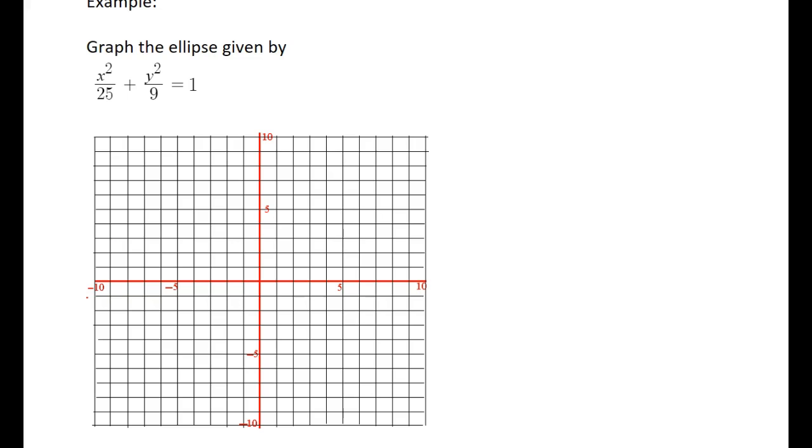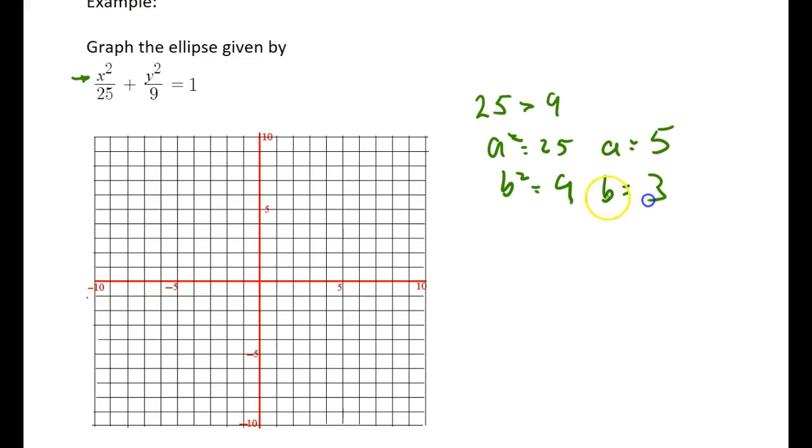So let's do an example with some numbers. 25 is greater than 9, so A squared is 25, B squared is 9. A squared is underneath x, so that means our major axis is going to go horizontally. A is 5, B is 3. So from the center, 0, 0, I'm going to go out 5 to the right and 5 to the left. I'm going to go up 3 and down 3. And then I'm going to just fill in my ellipse.